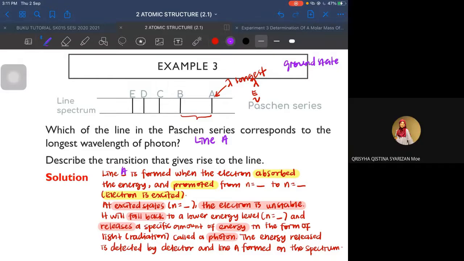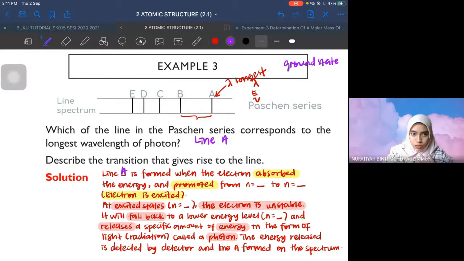From 4 to 3. Okay, promoted from, ni daripada ground state dia dulu. You can start from ground state n equals to 1 or n equals to 3, apa-apa yang lower daripada n equals to 4. Okay, so let's say daripada n equals to 3 to n equals to 4, maksudnya bila dia promoted, dia naik, dia dah excited, the electron is excited at n equals to 4.